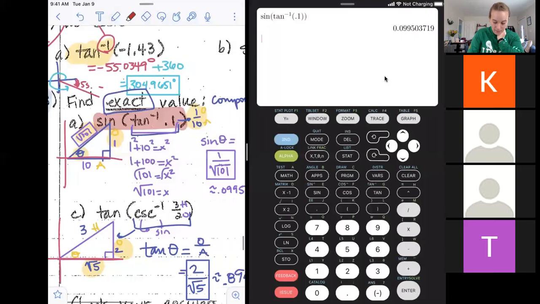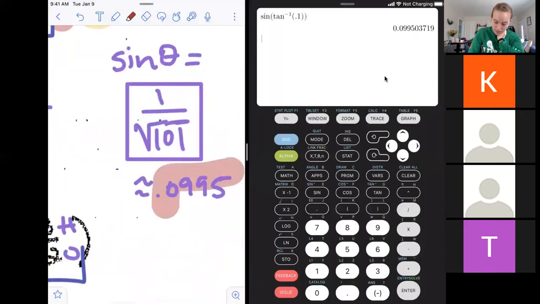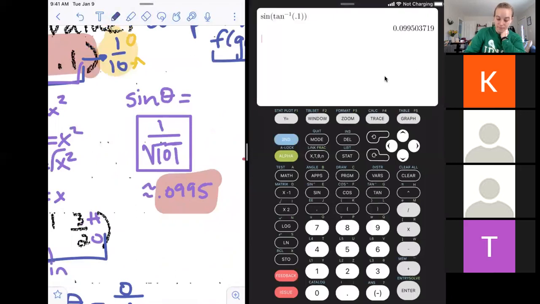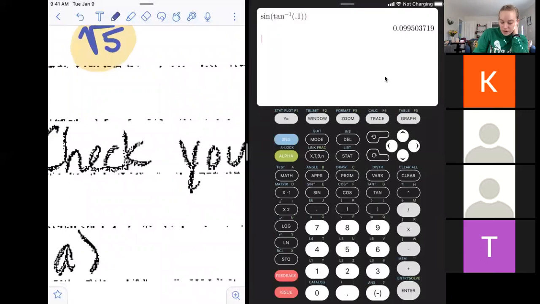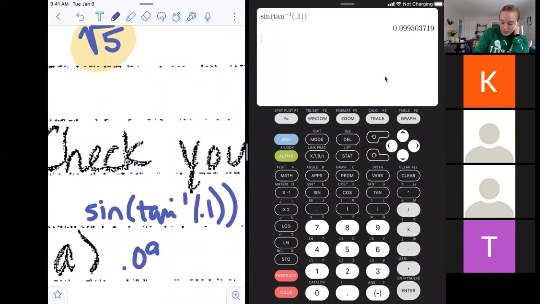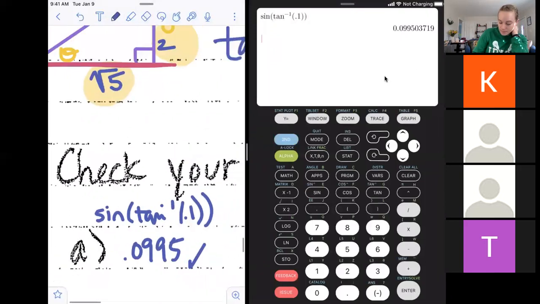0.0995, is that what I got? Oh, yes, perfect. I did it. So we're gonna go down here, and I would maybe even make myself a note. I might even write exactly what I plugged in. Like I physically did sine of inverse tangent of 0.1 in the calculator and I got 0.0995, which is great.